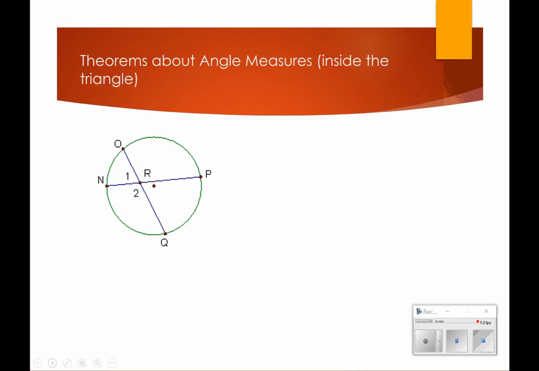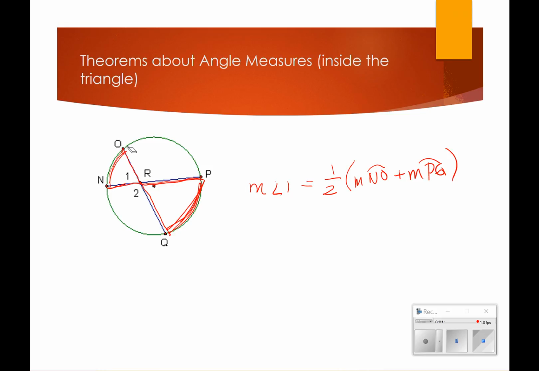When it's inside the circle, if I was finding the measure of angle 1, it is going to be half the measure of the arcs it intercepts. So the measure of arc NO plus the measure of arc PQ. What I mean by that is we see this angle intercepts here and here, okay?